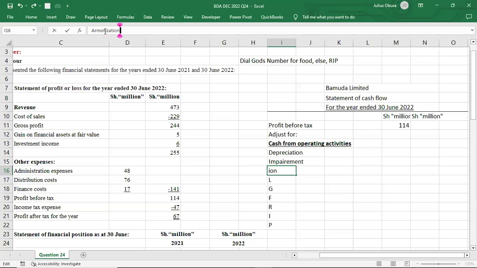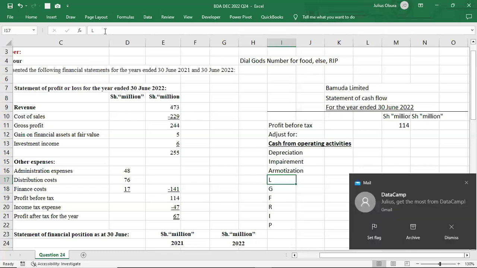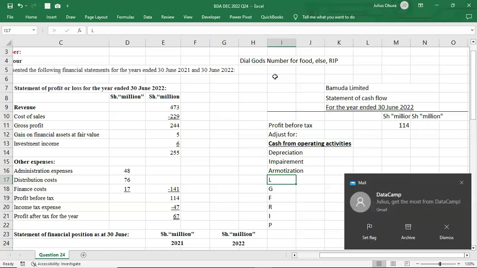Now, depreciation is for our tangible assets. Impairment and amortization is for intangible assets. So impairment will be specifically for goodwill, then amortization will be for other intangible assets like copyrights. Those are also assets. They undergo amortization. So all the other intangible assets will undergo amortization except goodwill, which undergoes impairment. The other tangible assets, they undergo depreciation.